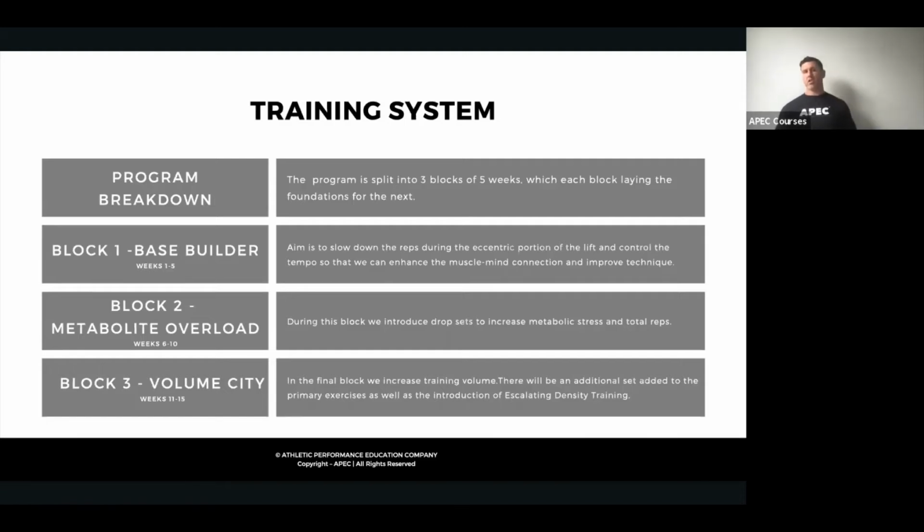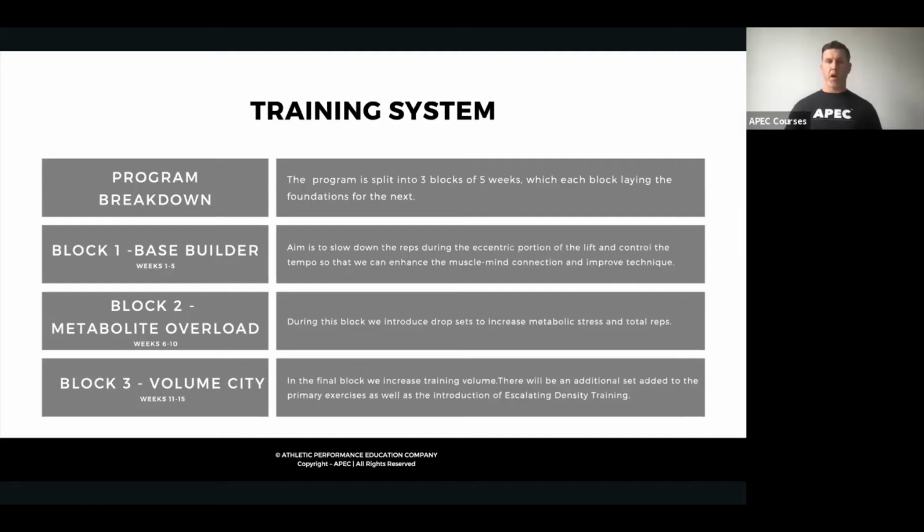Okay, let's look at the training system now that we're going to introduce to this person over the 15 weeks. The program is going to be split into 3 blocks of 5 weeks, with each block laying the foundation for the next one. This is called phase potentiation. Each phase is potentiating the body to deal with the next phase of training that's coming.